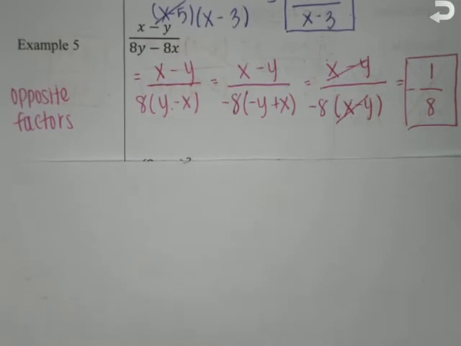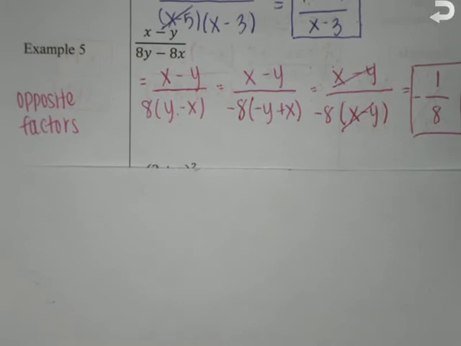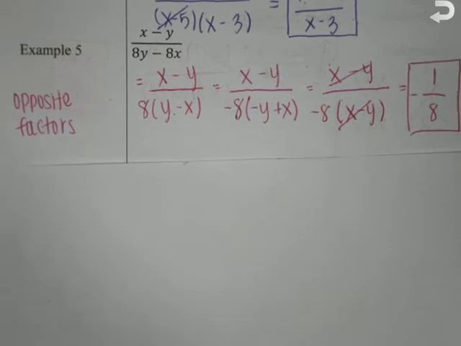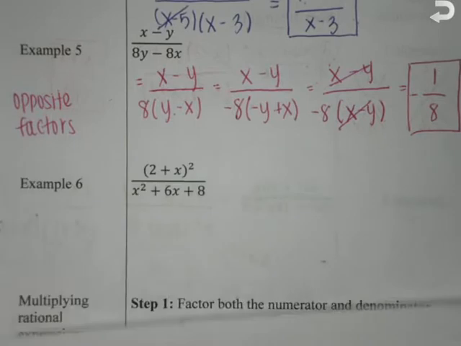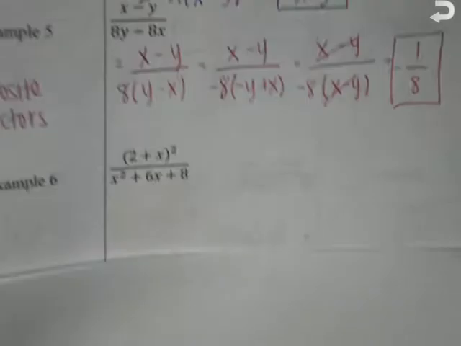Fine. Oh, we have one more, just kidding. Example 6. 2 plus x squared times x squared plus 6x plus 8.